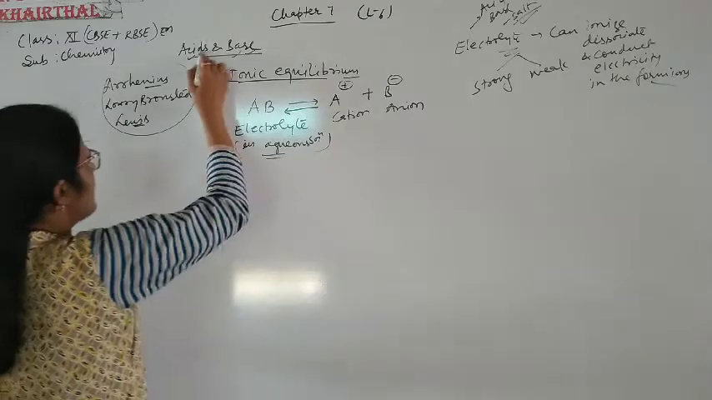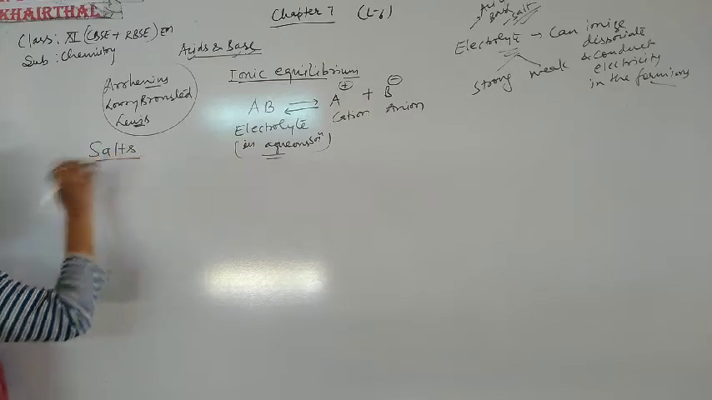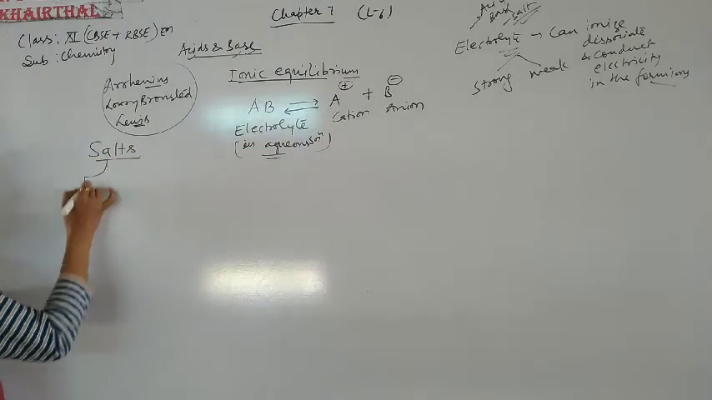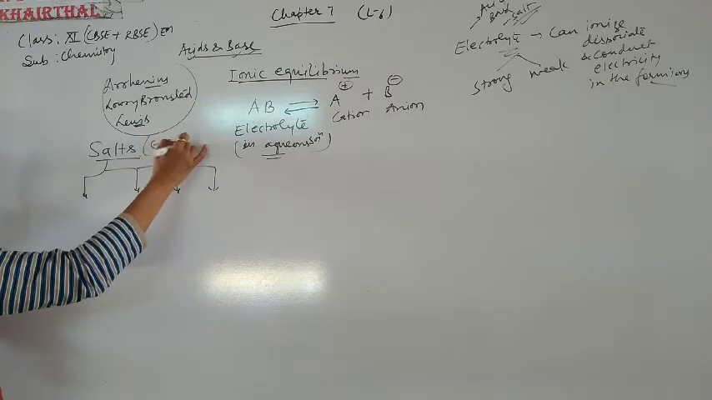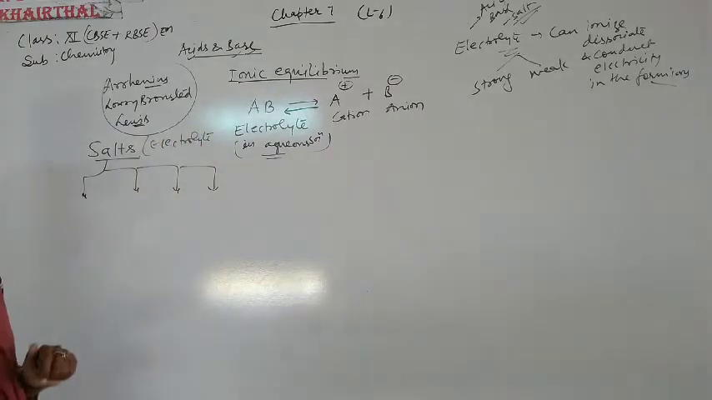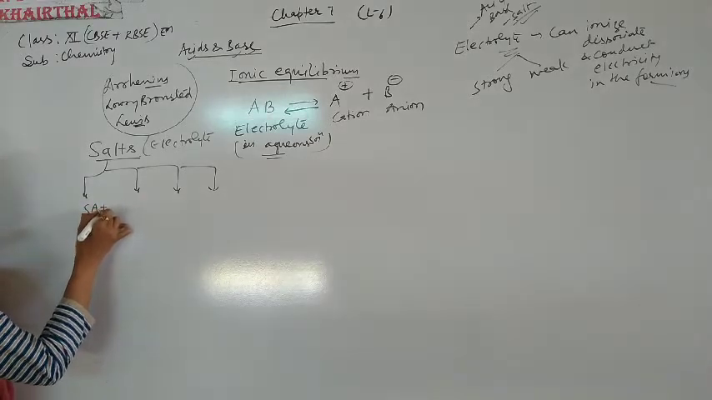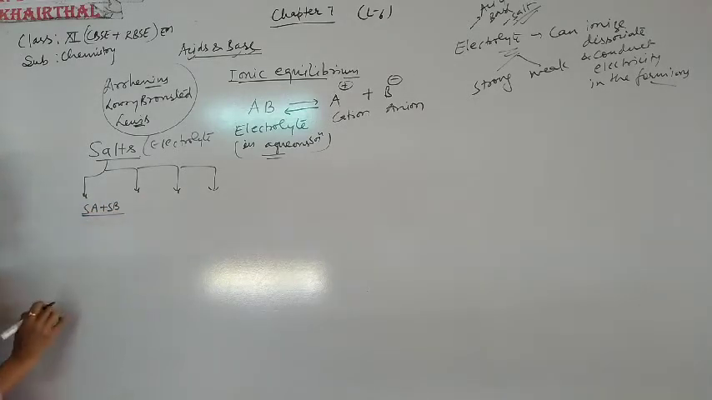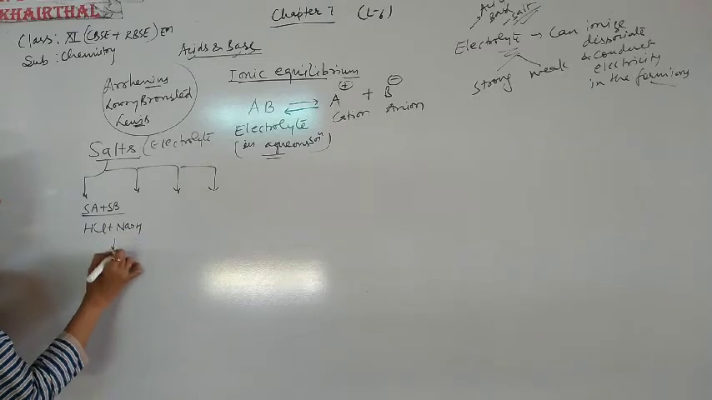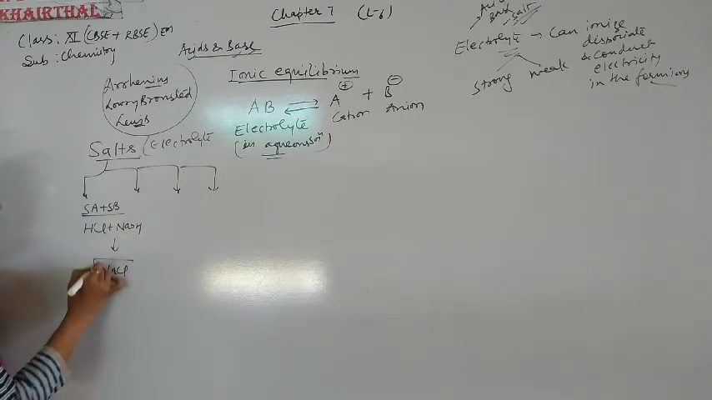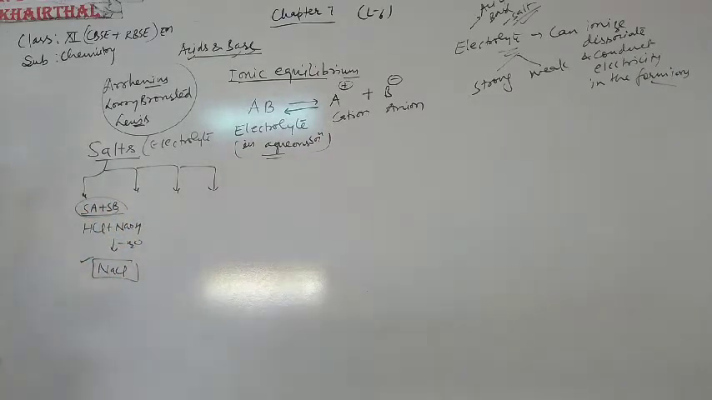When we know about acid and base, the third term comes, that is salts. Salts are of four types. This salt is again an electrolyte. One salt is made by strong acid and strong base. Strong acid is HCl and strong base is NaOH. So which salt is formed? NaCl. Strong acid, strong base salt is NaCl.